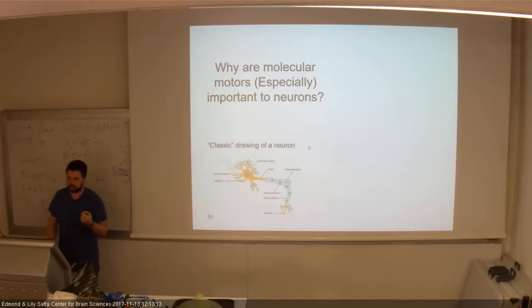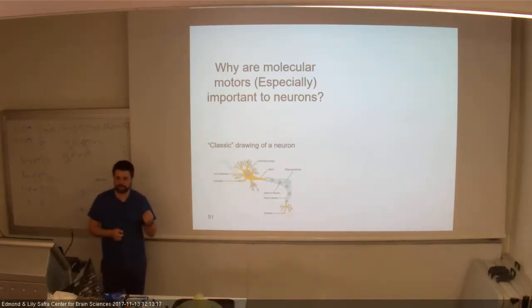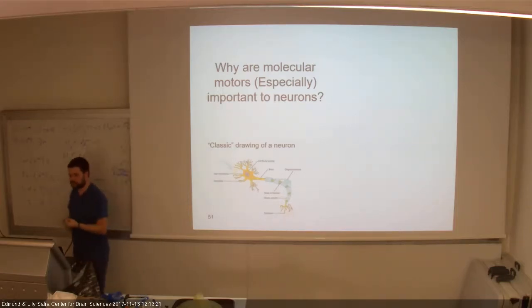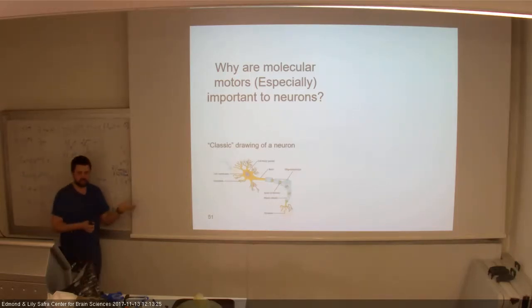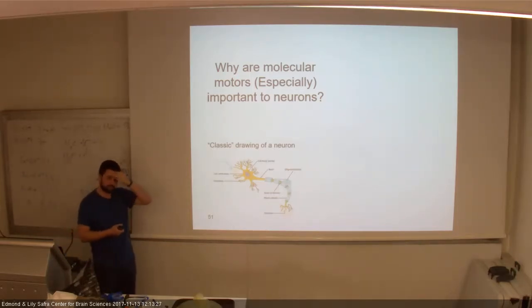So why are molecular motors especially important in neurons? Can you think of a reason? Why are molecular motors, specifically dynein and kinesin, especially important in neurons?